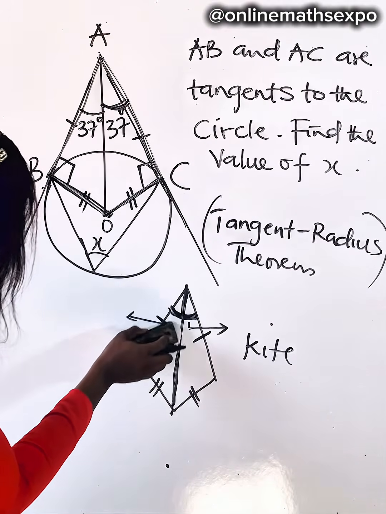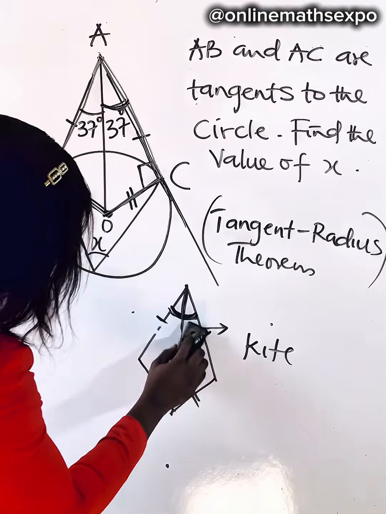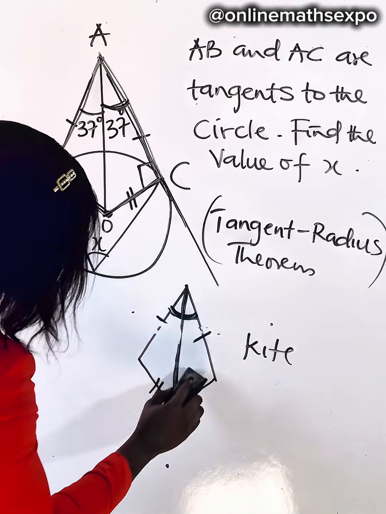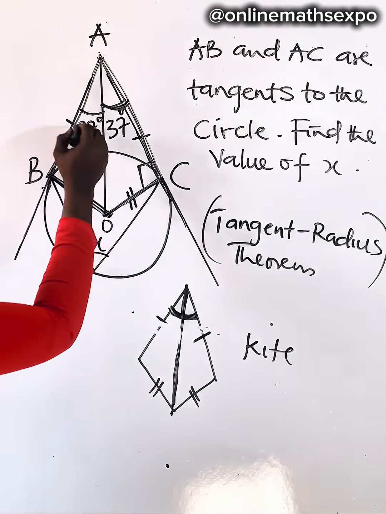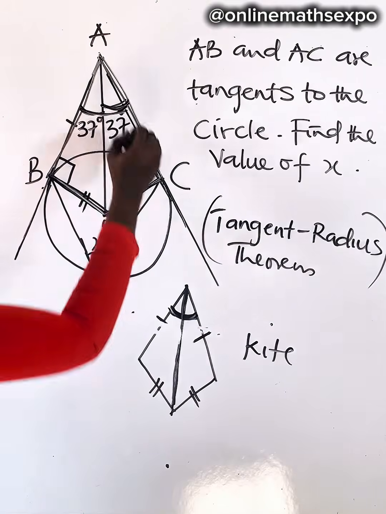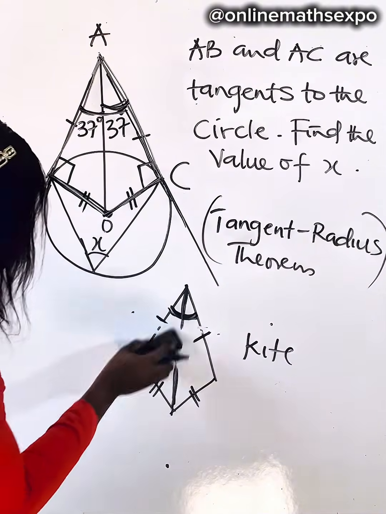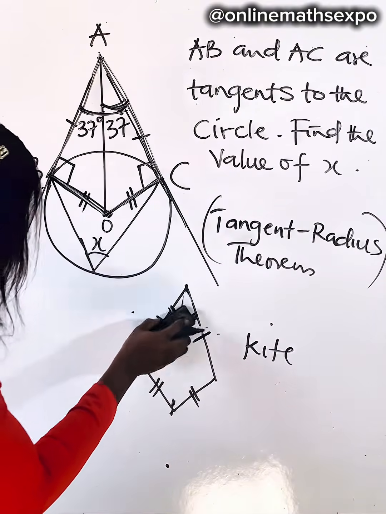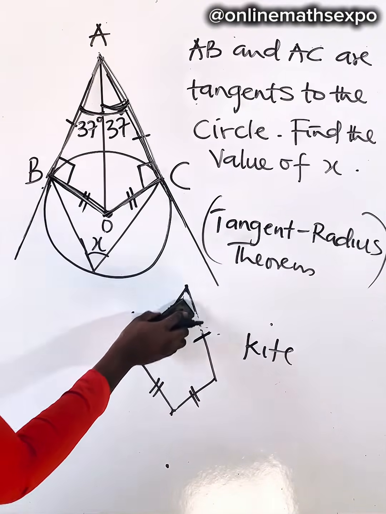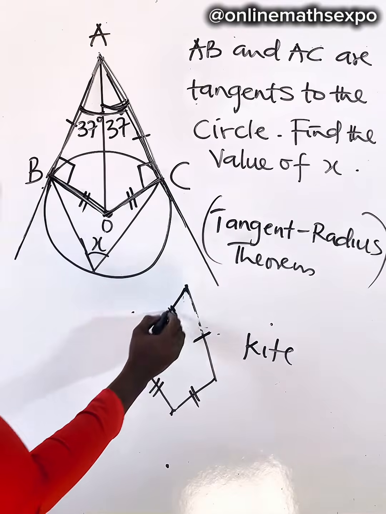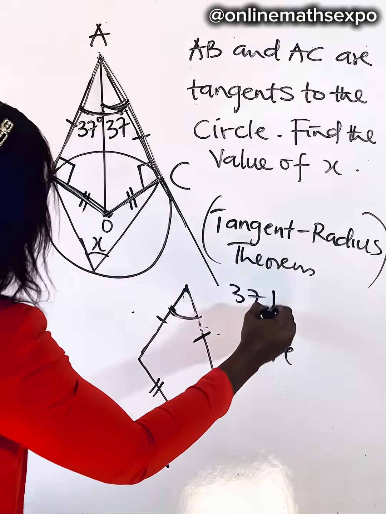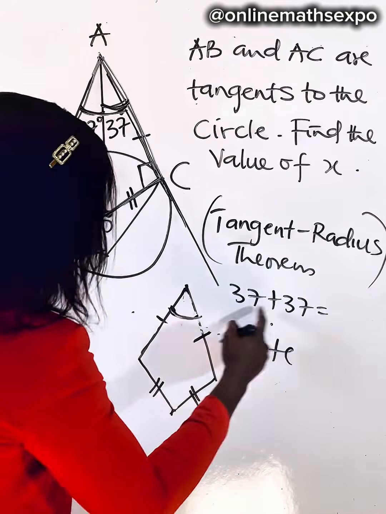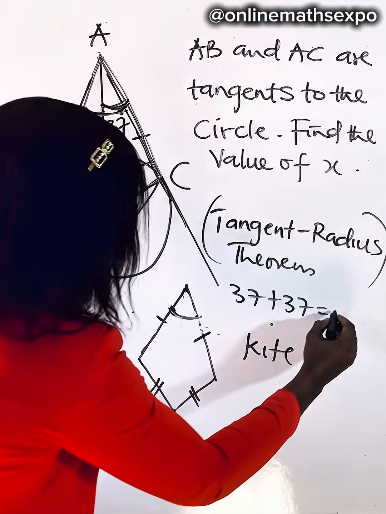Now with this information, what do you do next? Let's bring that out so that we see what we have. From what we have said, here is 37, here is 37. The total angle at A, we can easily get it. So what will be the total angle at A? It is going to be adding the two angles together. So we add 37 and 37 together, and this will give us 74 degrees.